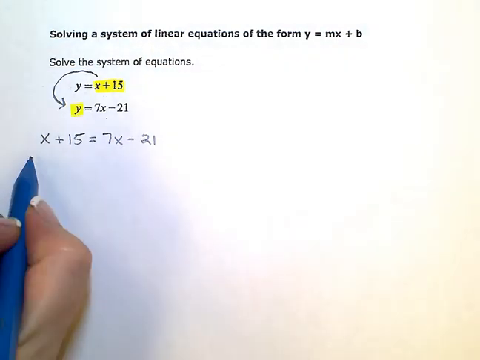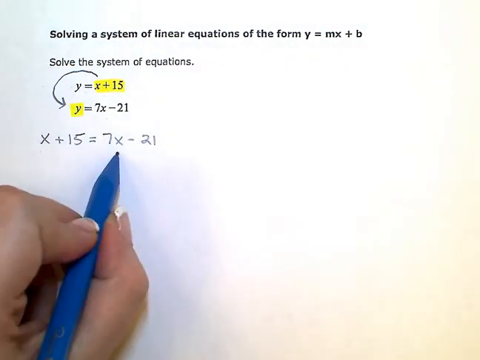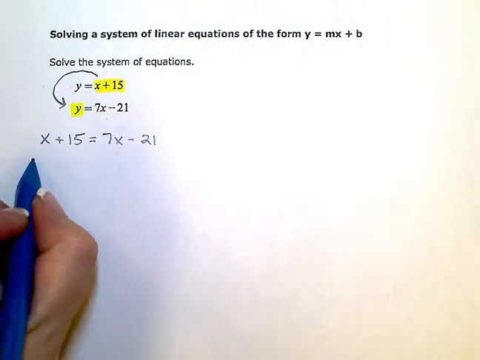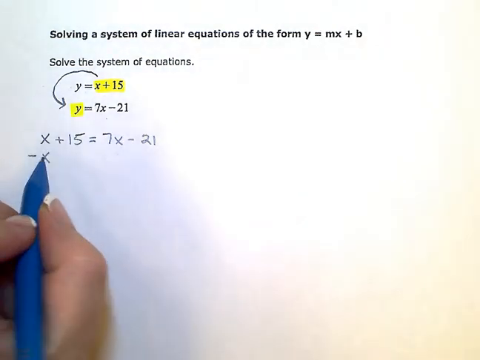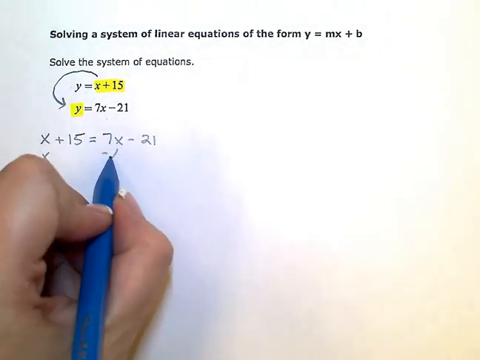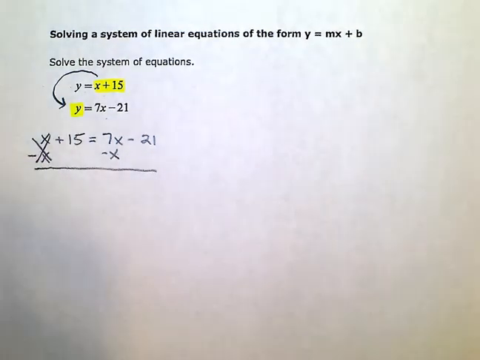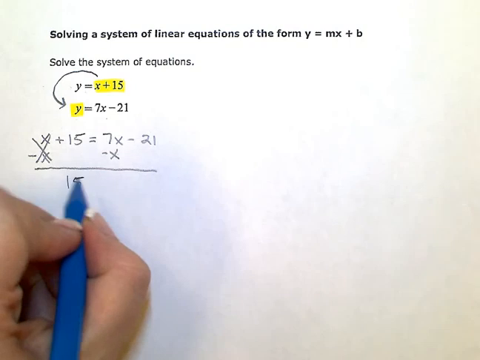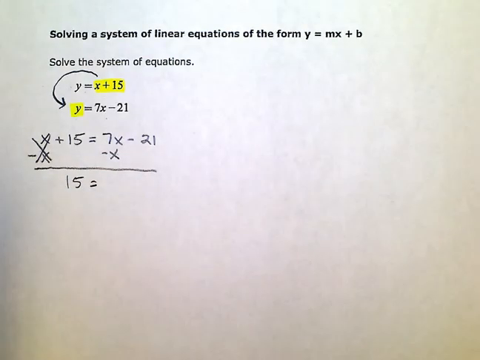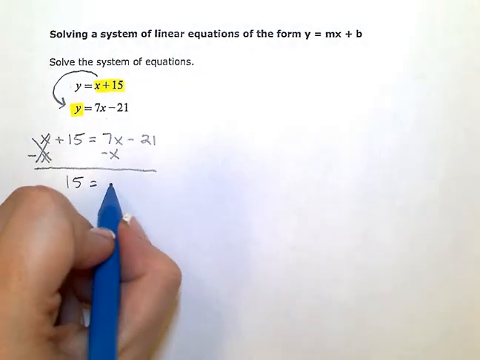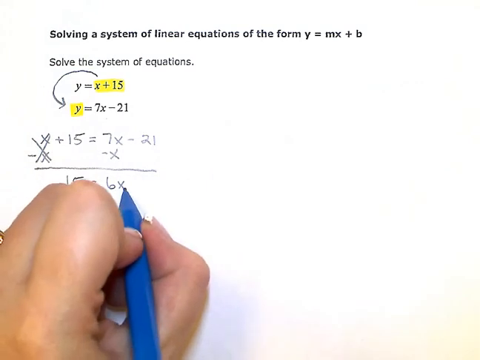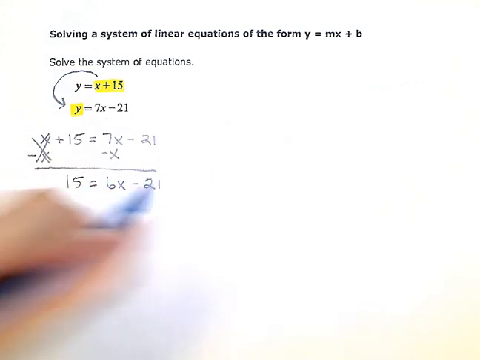Since I have x terms, or variable terms, on both sides of the equation, I need to zero one out and then balance the equation by doing the same thing on the other side of the equals. Then when I simplify, I'll just be left with a 15 on the left-hand side. 7x minus x is 6x, minus 21 on the right-hand side.